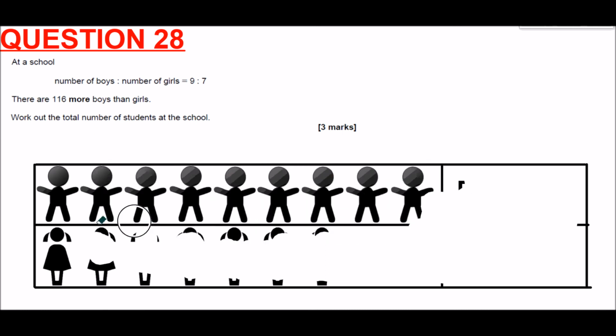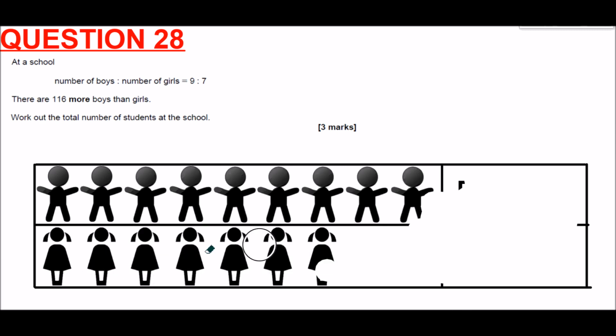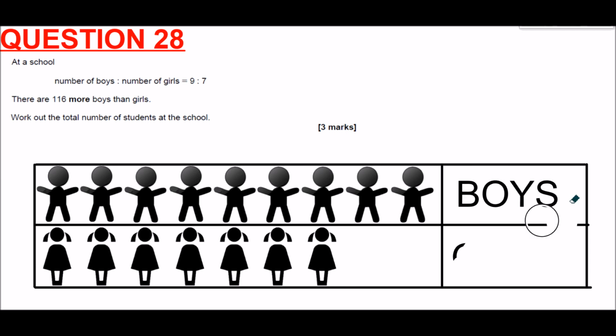So the boys seem to look like gingerbread men cuttings, and the girls have their arms behind their backs, presumably. So 9 lots of boys, my apologies, and 7 lots of girls. It now says there's 116 more boys than girls.